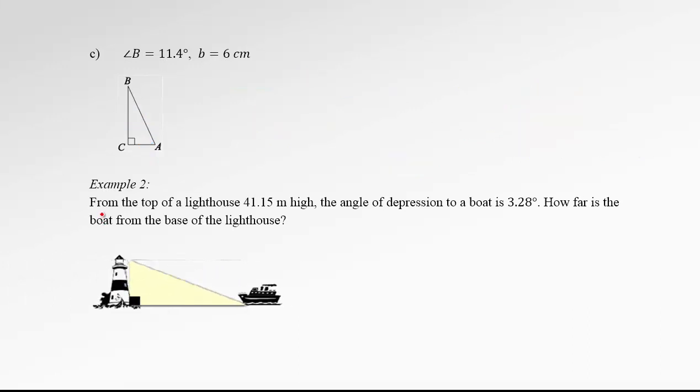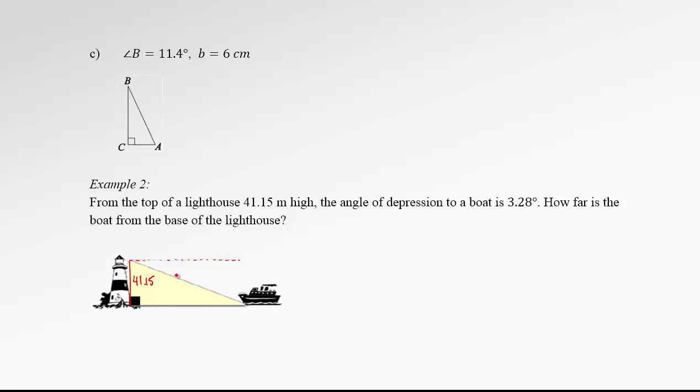Next, we have a word problem. From the top of a lighthouse, 41.15 meters high, so on our diagram that will be this distance, 41.15 meters. The angle of depression to a boat is 3.28 degrees. Remember, angle of depression starts from the horizontal line.